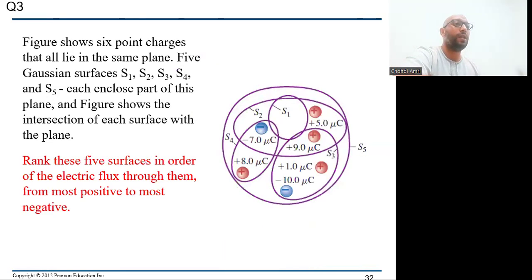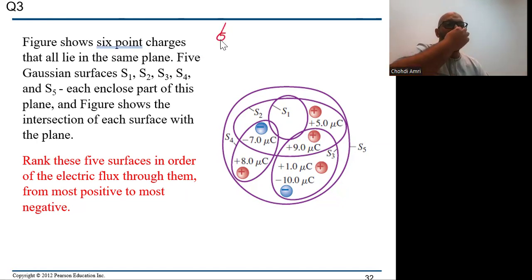Okay, last question of this lecture. The figure shows 6 point charges that all lie in the same plane. 5 Gaussian surfaces, S1, S2, S3, S4, and S5, each enclose part of this plane. The figure shows the intersection of each surface with the plane. Rank these 5 surfaces in order of electric flux through them, from the most positive to the most negative. We will repeat the same steps like we did before. For surface 1, no charge inside, so the flux is 0.